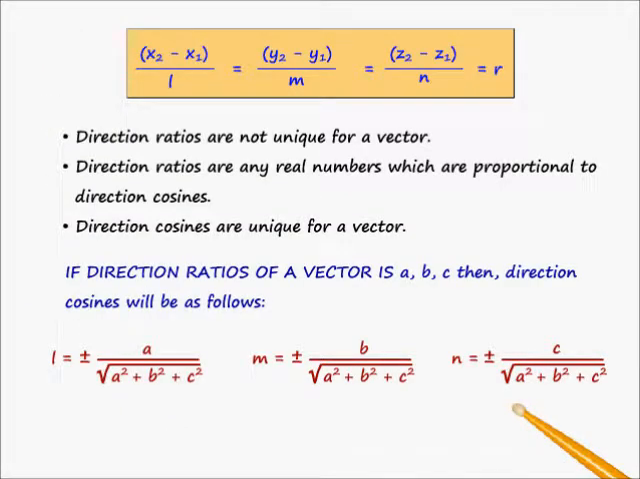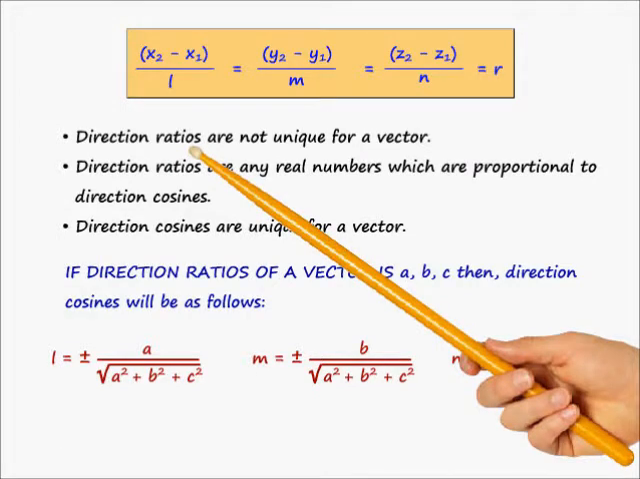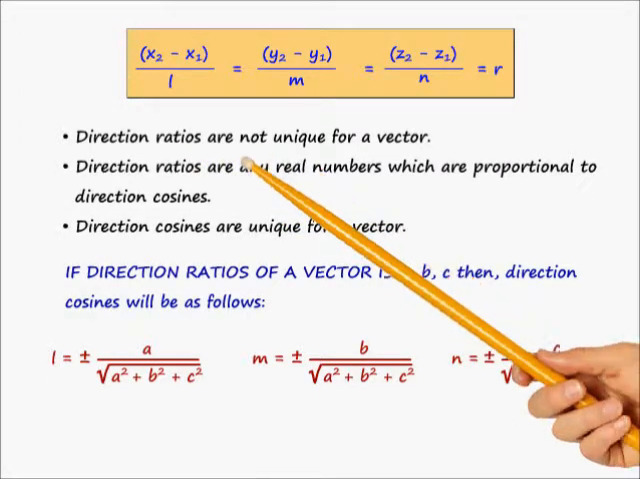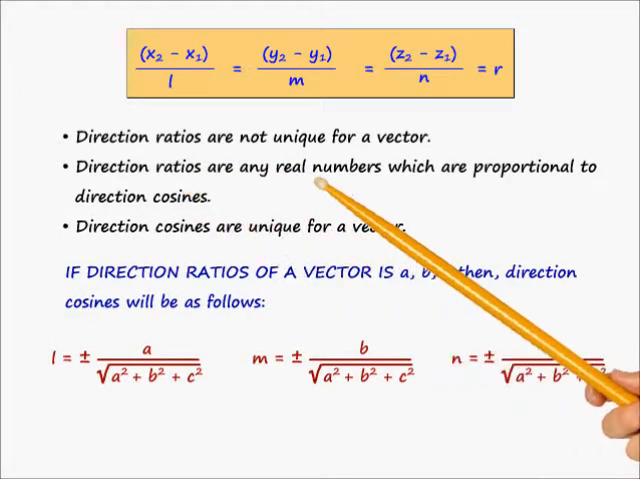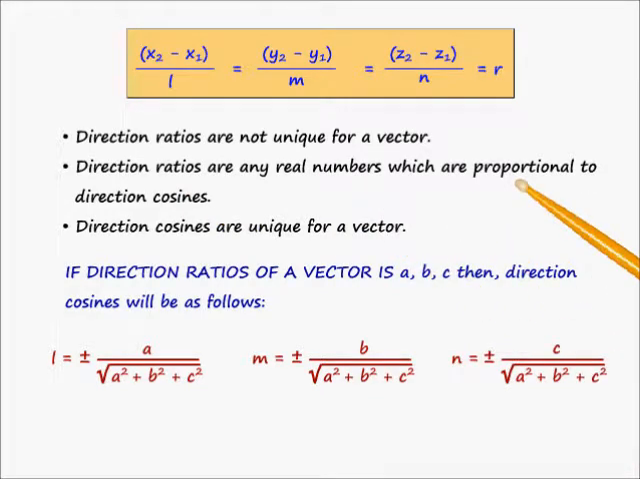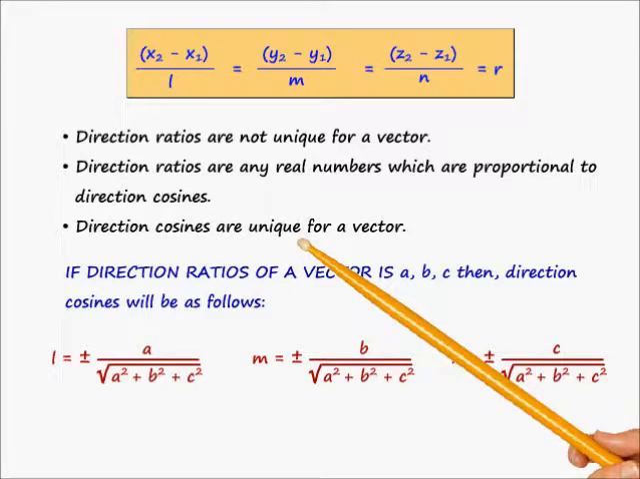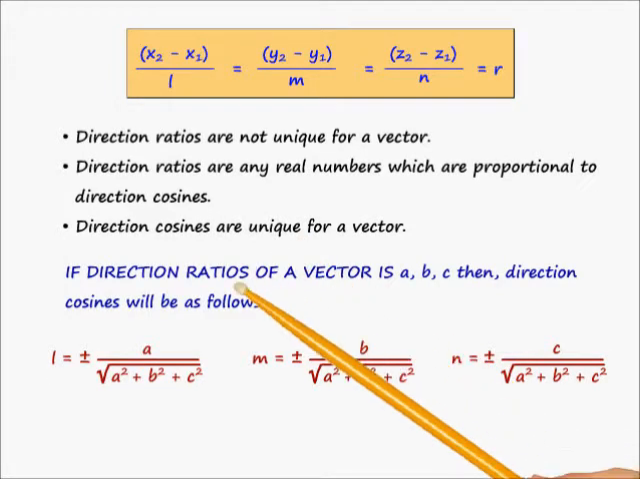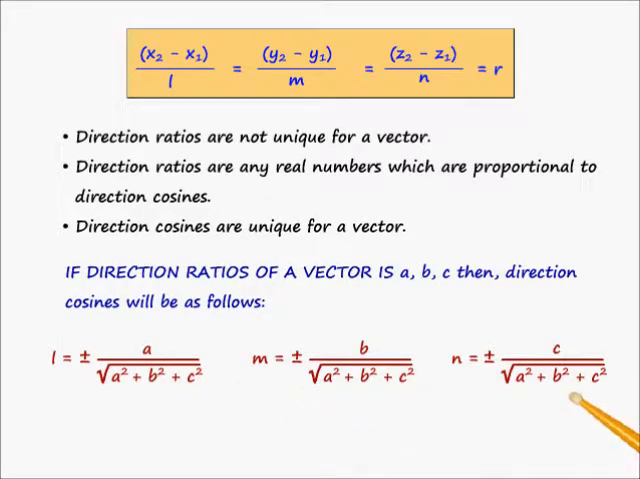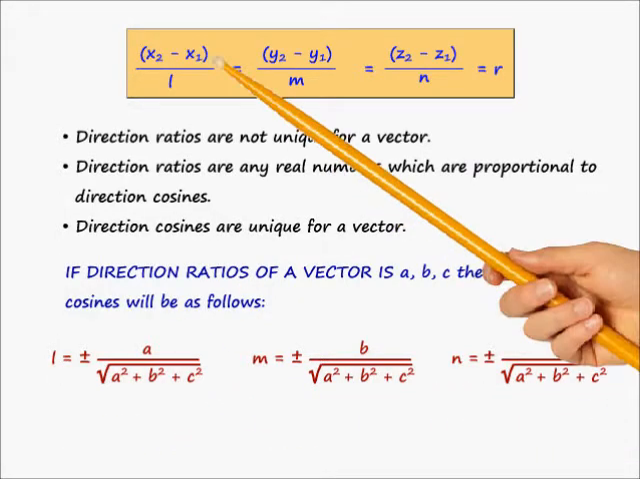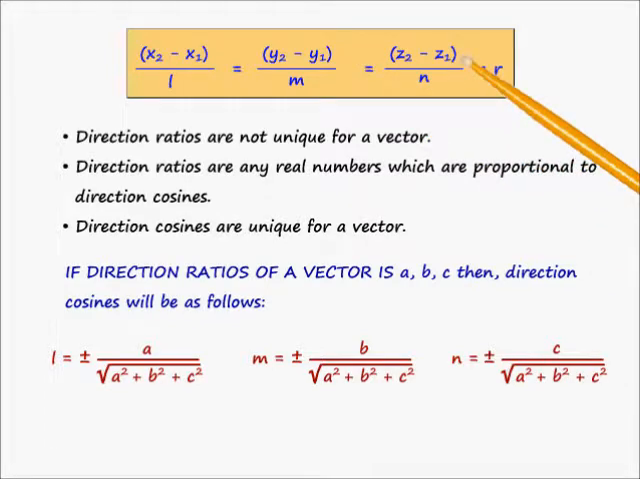One should keep in mind that direction ratios are not unique for a vector. Direction ratios are, however, any real numbers which are proportional to direction cosines, which are unique for a vector. In fact, we can calculate direction cosines if we know the direction ratios like this. In this tutorial, I will take the difference in coordinates of terminal point and initial point as direction ratios.